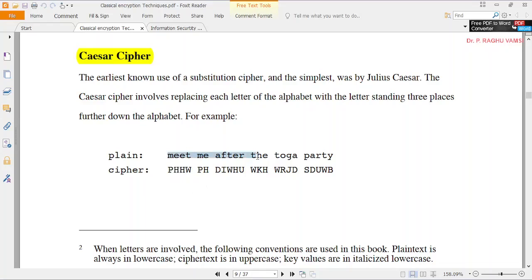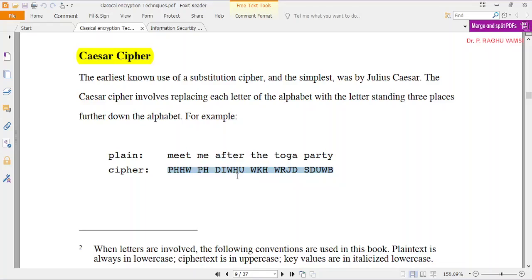Now, meet me after toga party will convey some information, but this PHW PH DIWHU is not conveying any information. So if anyone spoofs it also, they cannot get the information. That is the basic idea of these elementary cryptography concepts, which many ancient kings used to follow to keep important information secret while it was carried by the intelligence people in those particular kingdoms.